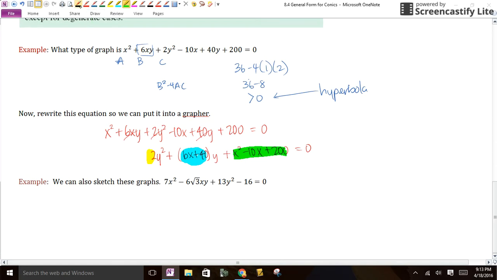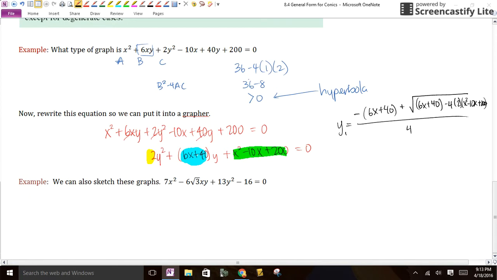So what goes in your grapher? Well, instead of x is equal to, y is equal to the opposite of B plus or minus the square root. I guess I'll do plus first because it's got to go in a grapher, so I'll call this y1: plus the square root of B squared minus 4. A is 2. C is x squared minus 10x plus 200, all over 2A, 4.